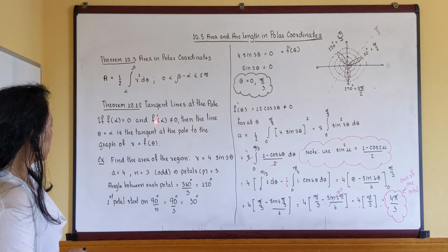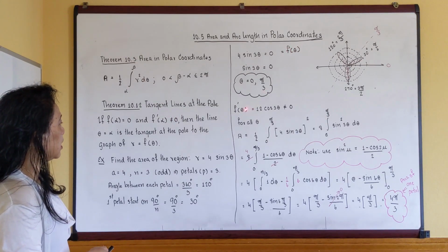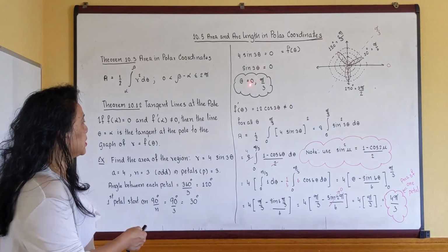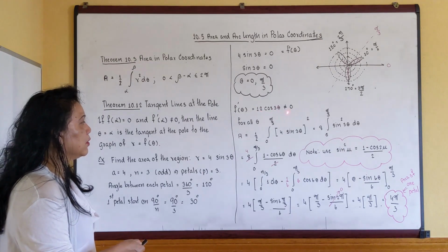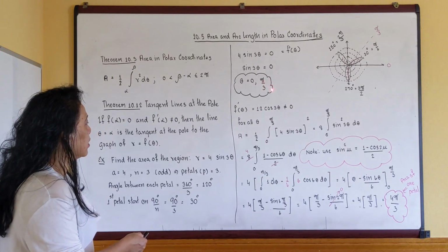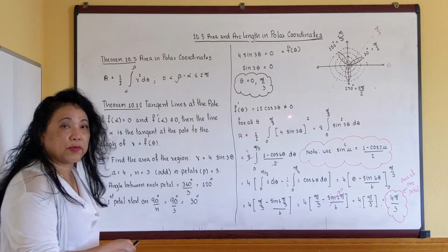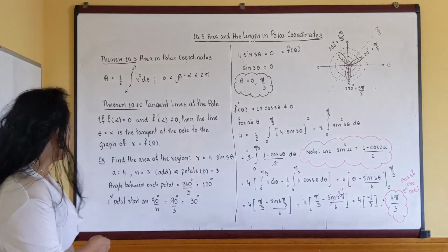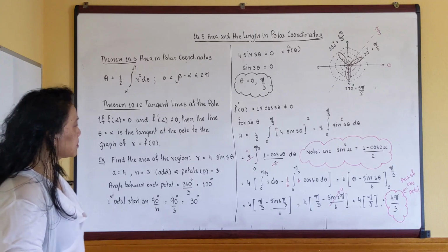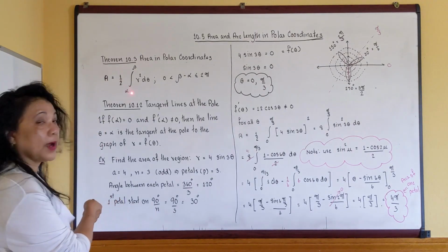Now you have to check the second condition. The derivative of f of theta is 12 cosine 3 theta. It's not equal to 0. If you put 0 in here, you have cosine of 0, which is 1. 1 times 12 is not 0. For pi over 3, cosine of 3 times pi over 3 is cosine of pi. Cosine of pi is negative 1, times 12 is not 0. So it satisfies these two conditions for both values of theta. Then I can apply the formula to find the area.